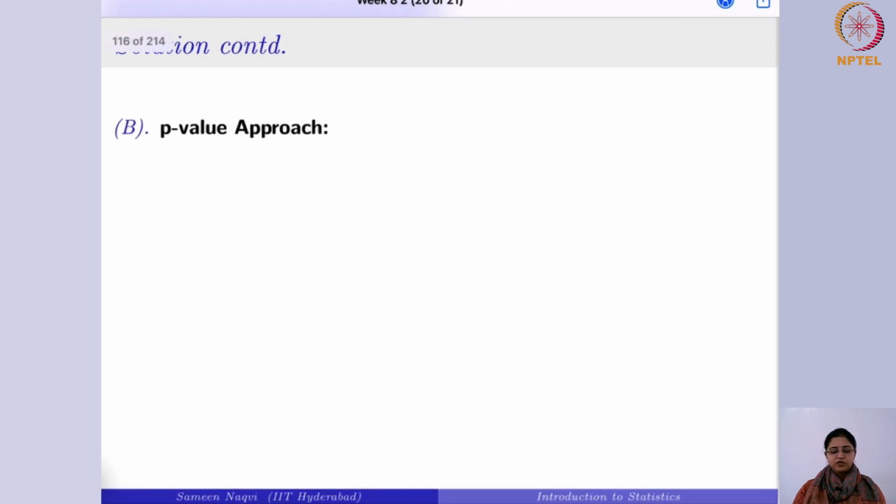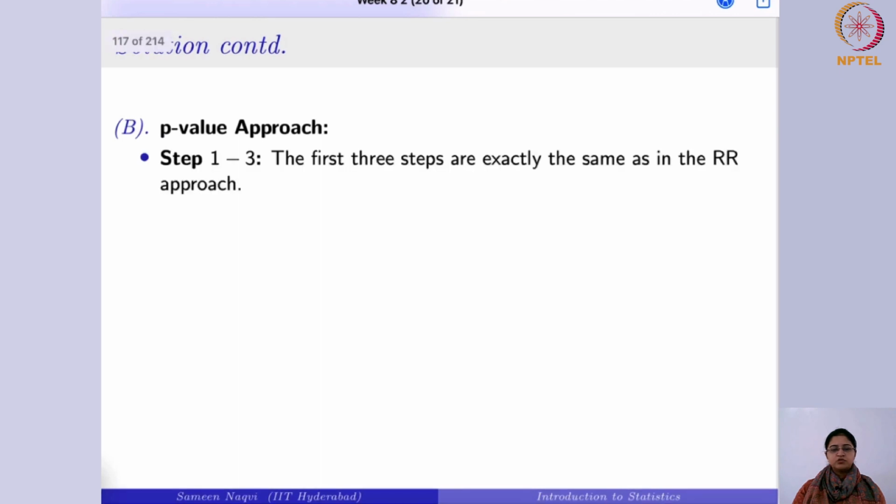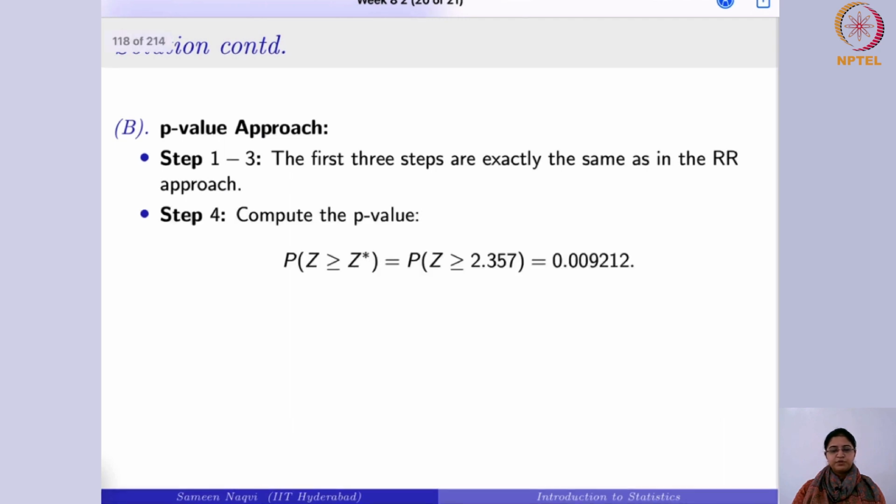Now if you have the p-value approach, as you know, the first three steps would be the same, because you have set the hypotheses, you have the alpha value, and you have the test statistic value also. So now you have to find out the p-value. The p-value in the right tail test is basically the probability that z is greater than or equal to z star, the test statistic. That is the probability that you would observe a more extreme statistic than we did if the null hypothesis was true. So z star is calculated under the null hypothesis.